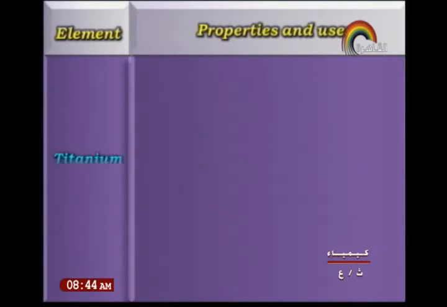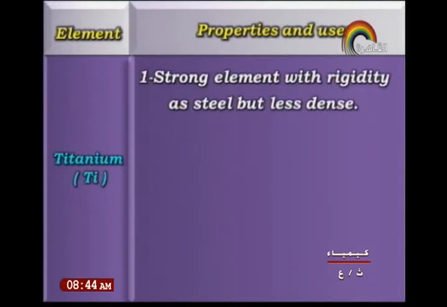The second element is titanium. The titanium element is a strong element with rigidity like steel but less dense. This can be shown in the following activity in the following video. My dear students, this video shows the strength of titanium. He used different types of elements such as aluminum and shows titanium as a hard element that can be used for different uses for the hardness of the elements.